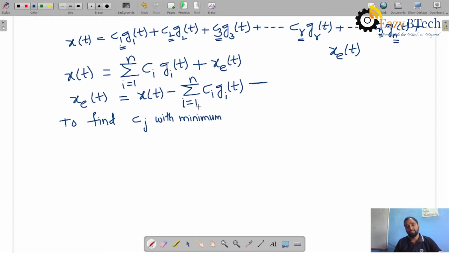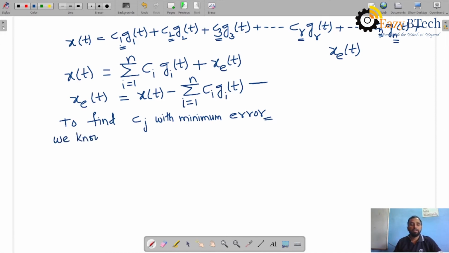If i is equal to j, suppose i is equal to 1, c1 it will be. i equal to 2, c2, i equal to 3, c3 we can get. i equal to 4, c4 we can get. So i is equal to j, cj I'm going to calculate. So that cj must be with the minimum error. So we have mean square error.